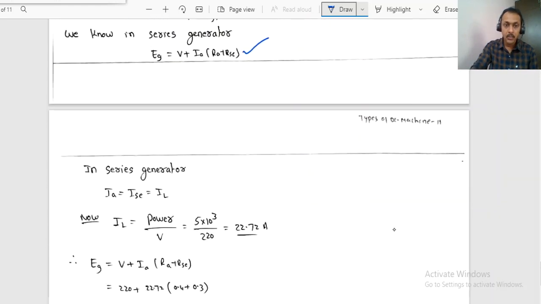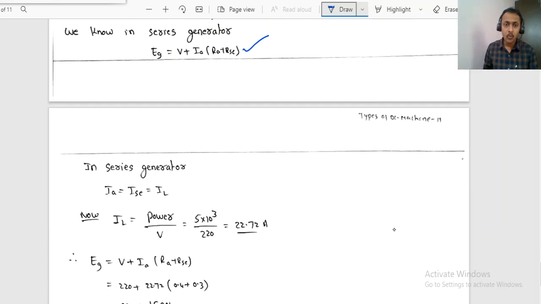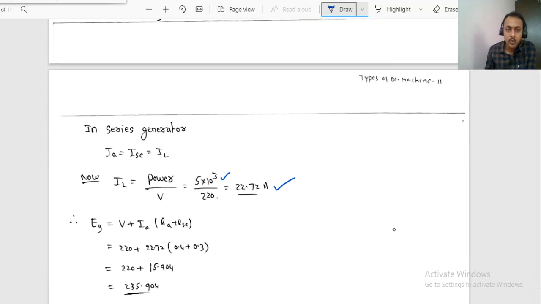Now, in this formula, what will be the current drawn by the load? You know power divided by voltage, we will get line current, or current drawn by the load. So power divided by 220 will give us IL. Once we know IL, it is the same as IA. Therefore, EG will be equal to 220 plus 22.72 into bracket of RA plus RSC. So 15.904 volts is the drop.